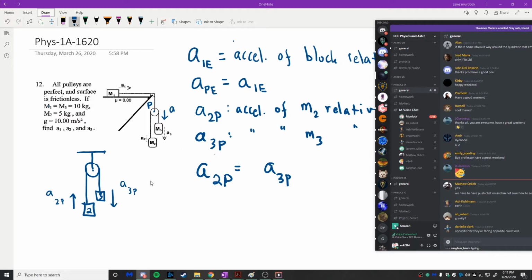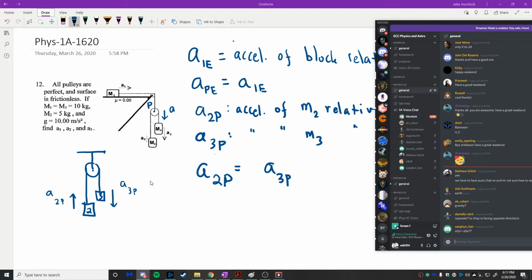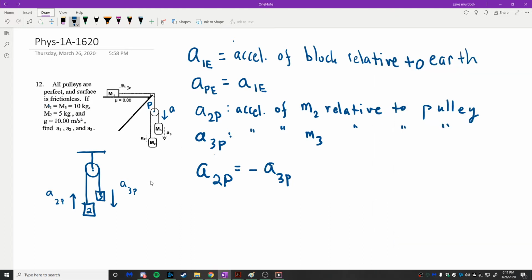Yeah, opposite because they're in opposite directions. That's right, so they should be negative. Yep, that's right. That's how they're related. One goes up, one goes down, relative to the pulley at least, right? This is in a vacuum where we're assuming that block 3 goes down and block 2 goes up and the pulley stays in the same place, right?